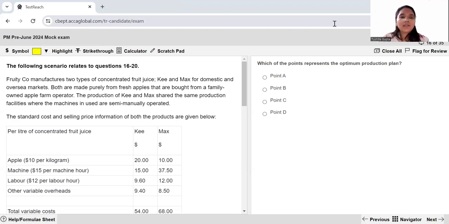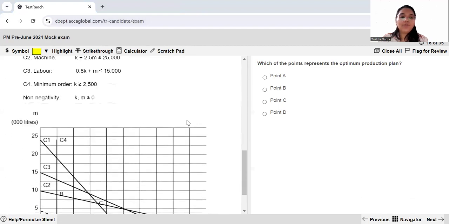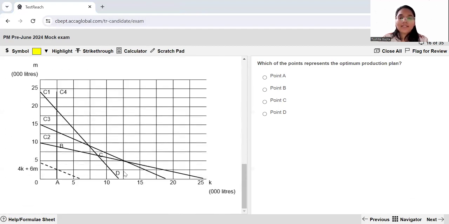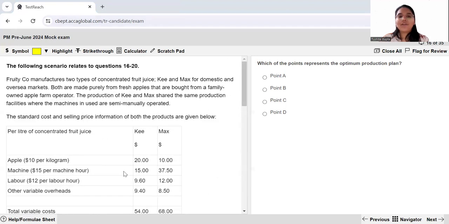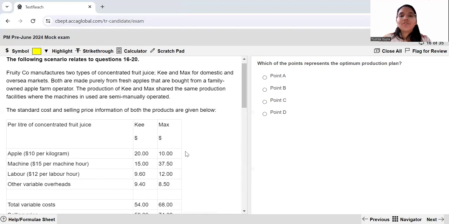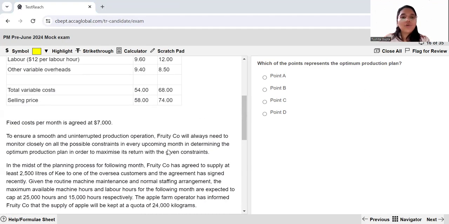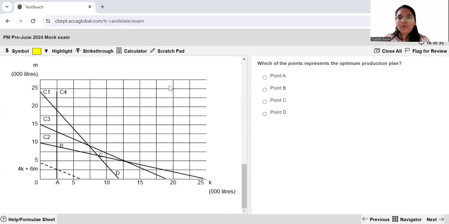This is the first case study that you have in your section B. The name of the company is Fruity Company. So without any further ado, let's get started. You might see a graph over here. Don't get scared. It's nothing rocket science. We are going to do it step by step. So the first requirement wants you to calculate which of the points represents the optimum production plan. So you have all sorts of information available.